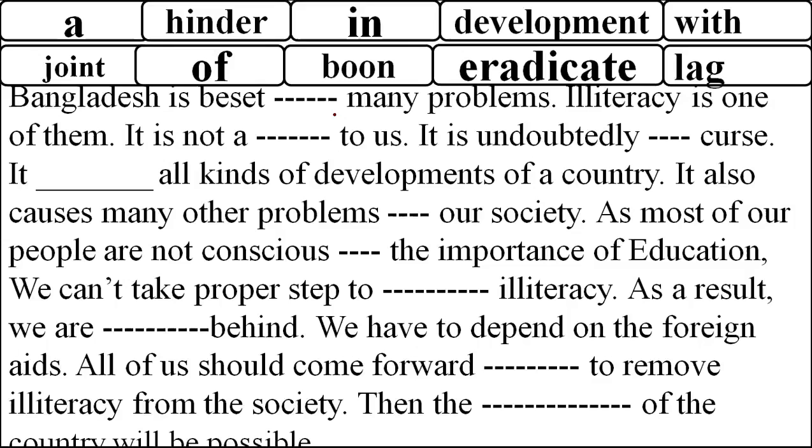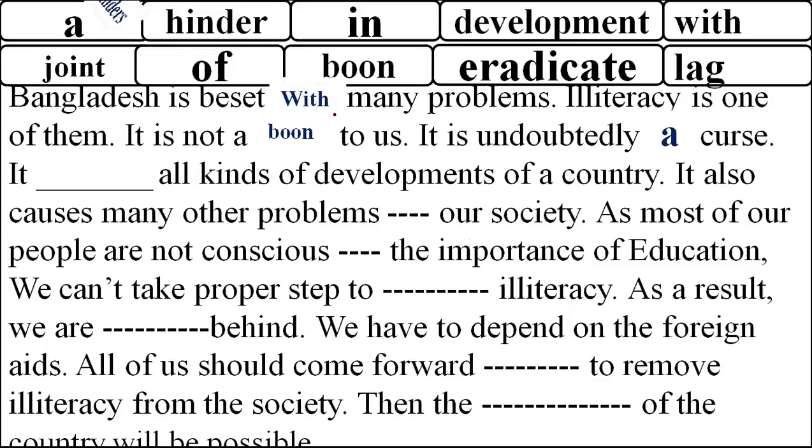Okay, Bangladesh is beset dash many problems. Beset we have to add with, because it's the appropriate preposition, beset with many problems. Illiteracy is one of them. It is not a dash to us. It is not a boon to us. এটা আমাদের জন্য কোনো আশীর্বাদ নয়. It is undoubtedly a curse. এটা অবশ্যই আমাদের জন্য একটি অভিশাপ.